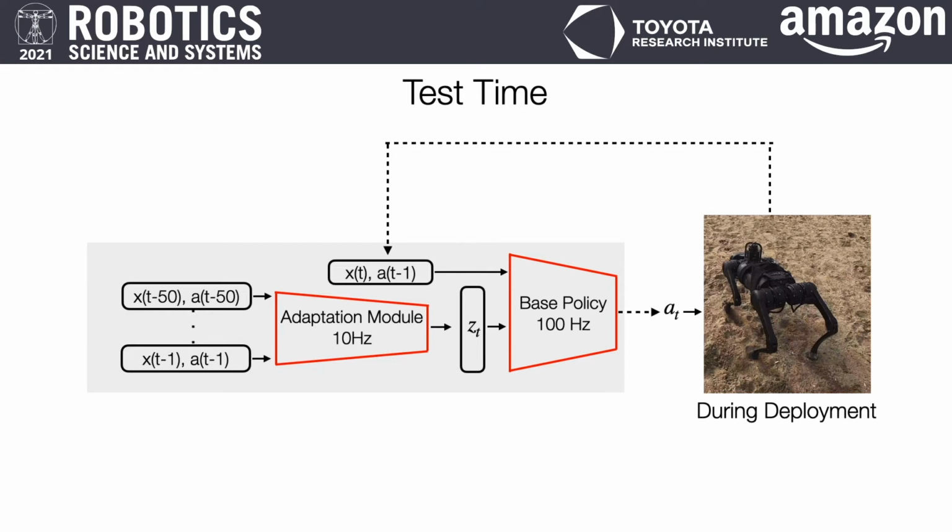The adaptation module estimates these unknown extrinsics online. Due to limited onboard compute, it runs asynchronously at 10 Hz, which is much slower than the base policy running at 100 Hz. This asynchronous system is critical for seamless real-world deployment. We did not need any synchronization or calibration while transferring the policy to the robot.